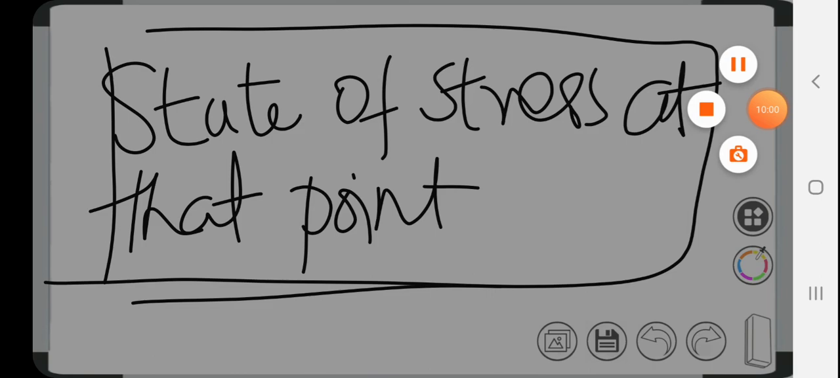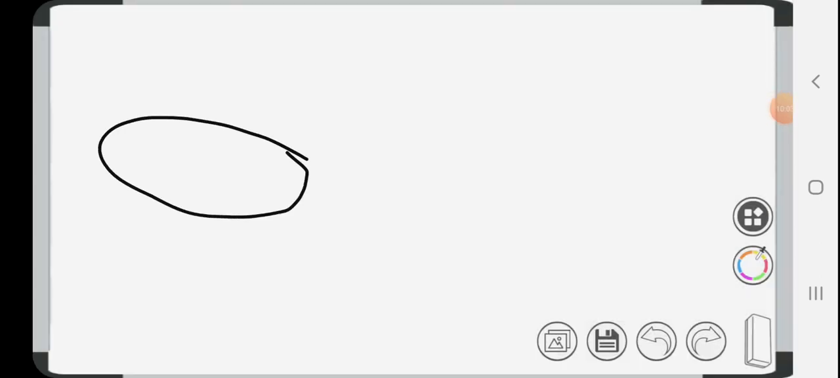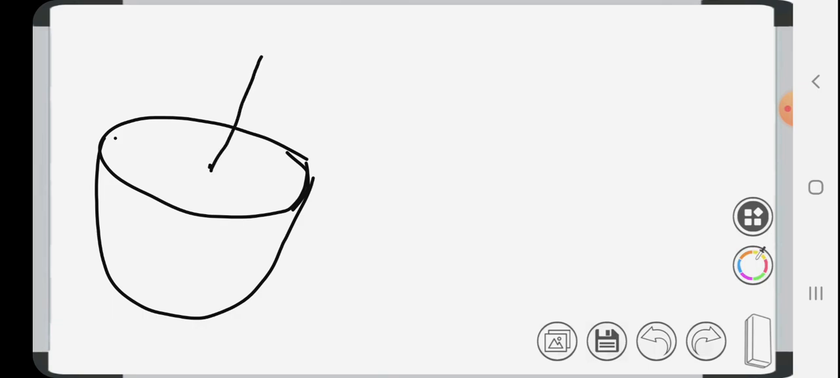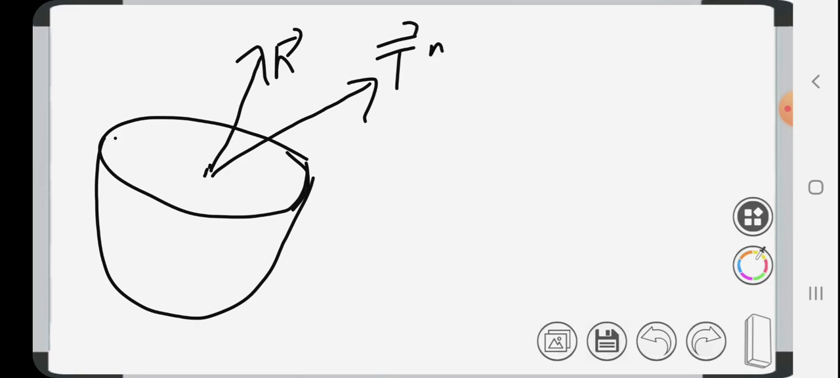So are you getting it? Suppose I have a body, a section of a body. I have taken a plane, a section, such that the plane has a normal vector n in this direction. Suppose the stress is acting in another direction. Since this should be a vector, I am putting n, because this plane has a normal vector with the name n.